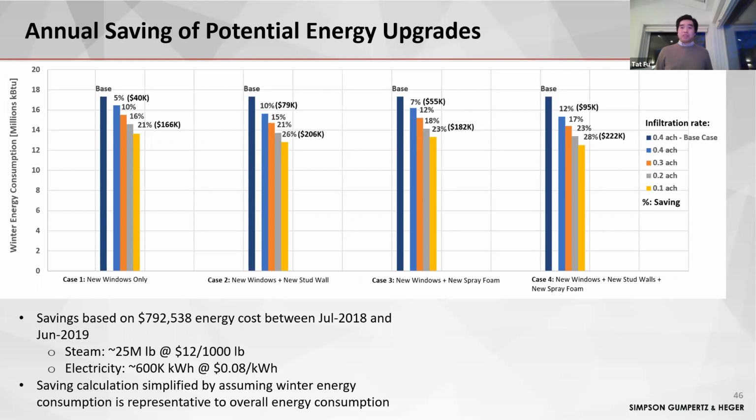So it's a building that uses 800,000 electricity and steam every year. So it's quite a lot.